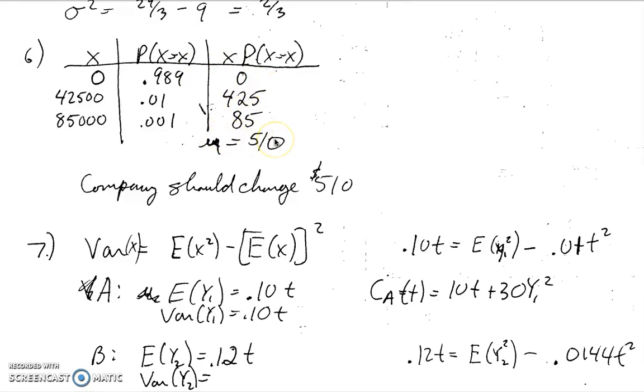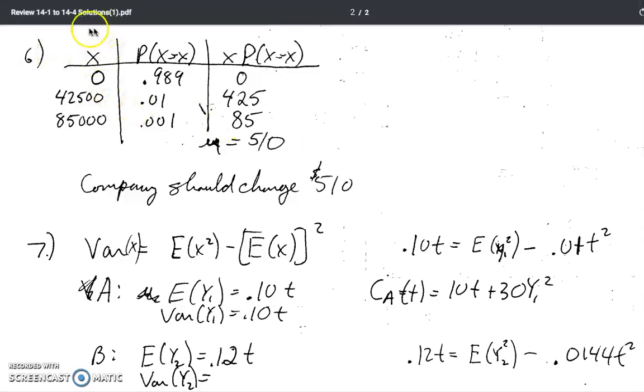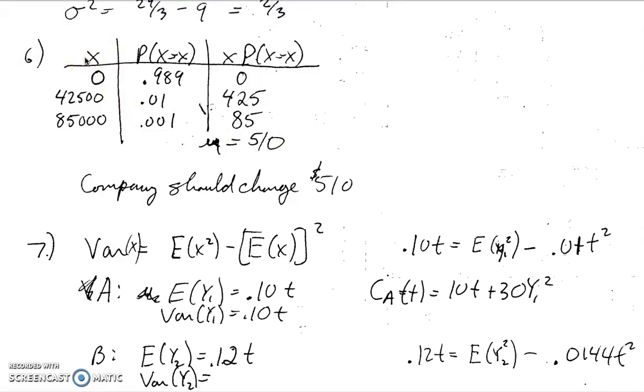for an expected value of 510. Now, that expected value just means that over a very large number of trials, we would expect the average X, the average loss, to be $510 per person. Now, obviously, in this situation, we only had three possibilities for loss: 0, 42,500, and 85,000, none of which are 510. So we don't expect that anybody loses 510. But we expect the average loss over a lot of people to be $510.